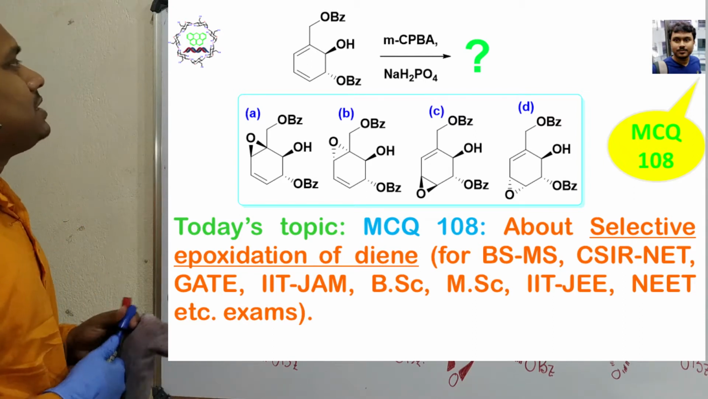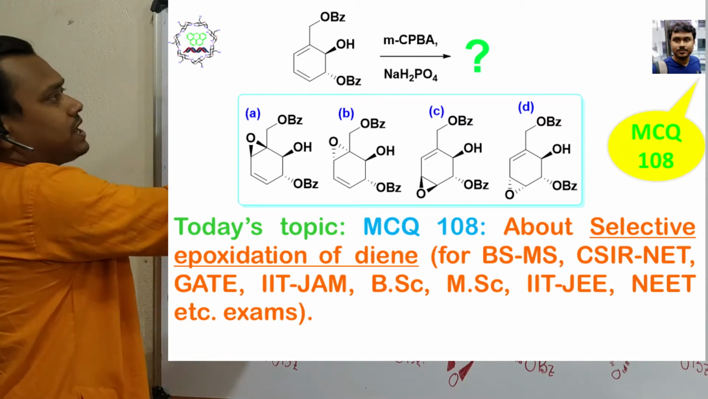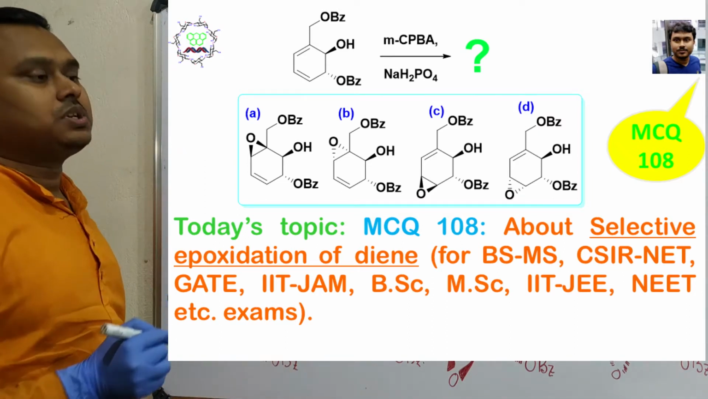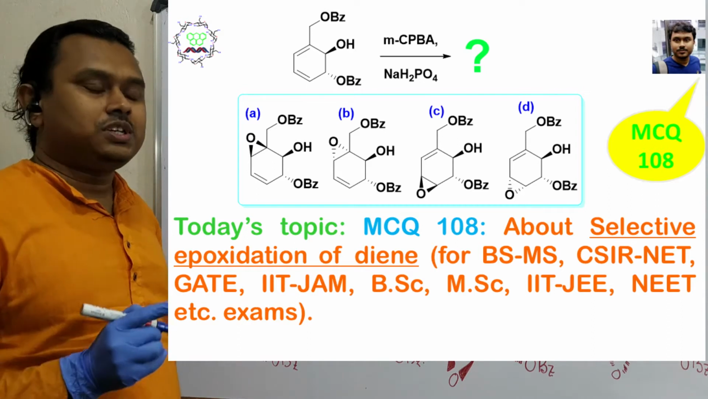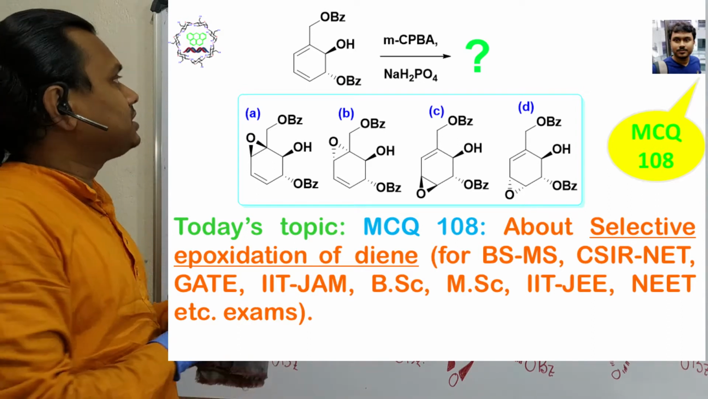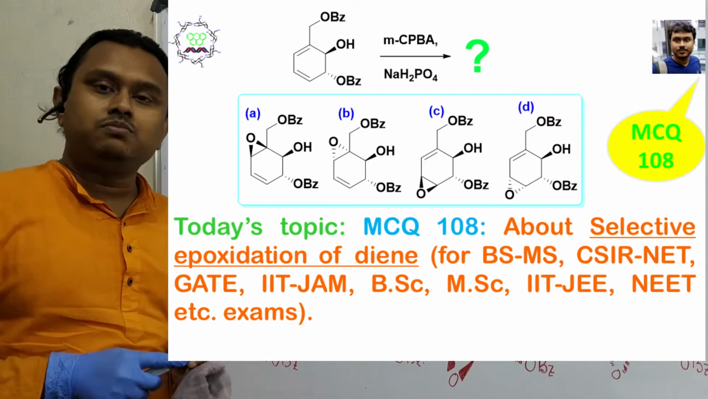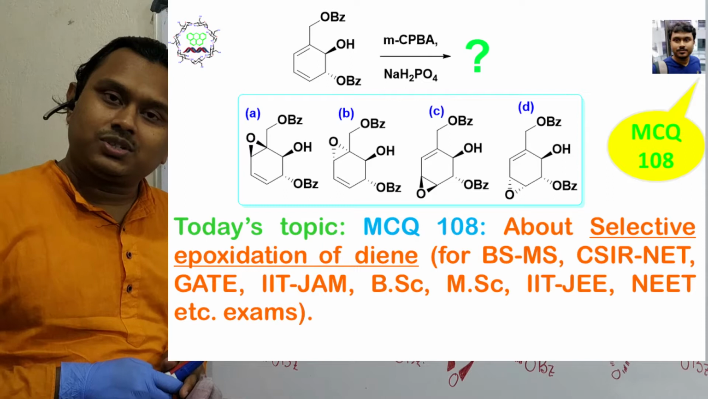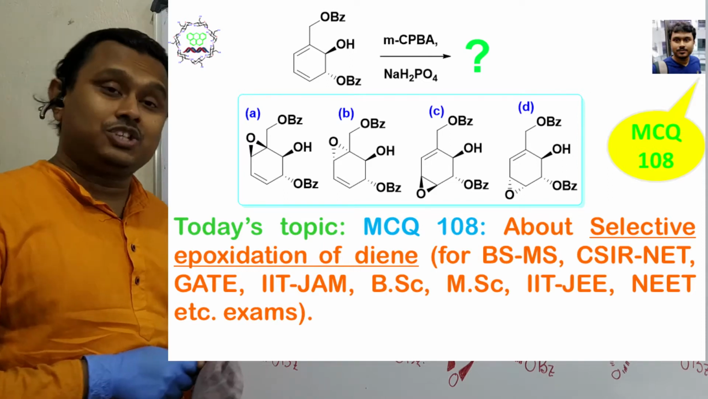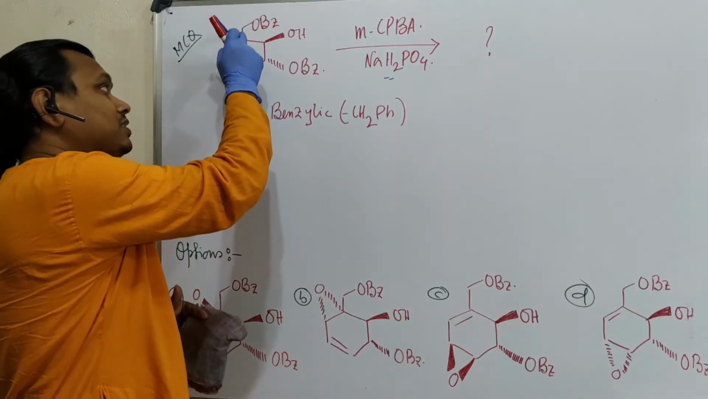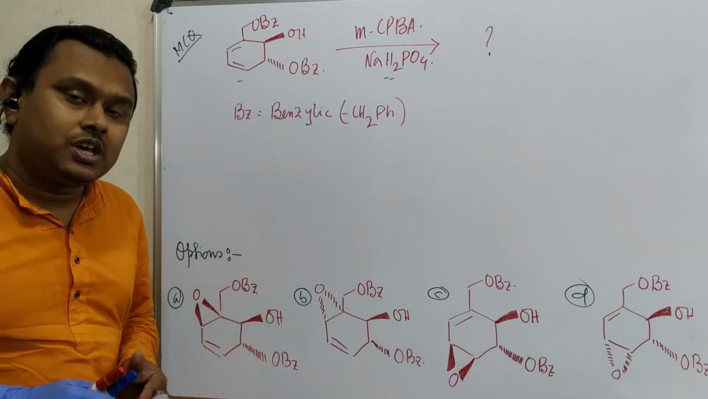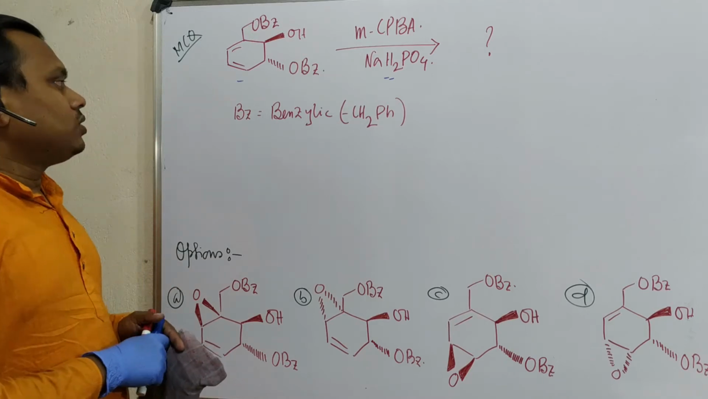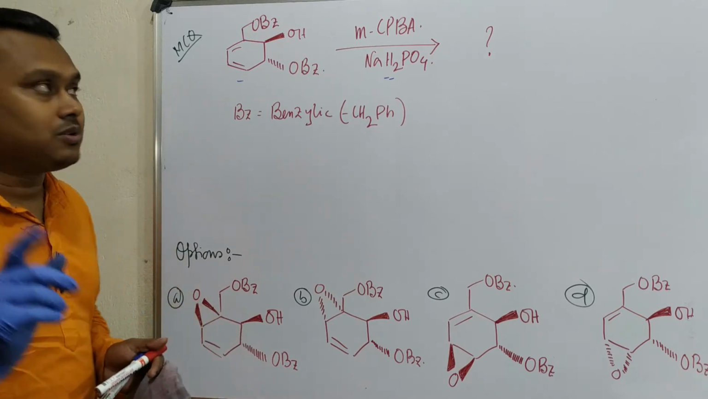As usual, you can see this reagent reacted with mCPBA and NaH2PO4. By the way, remember students, when you try to solve any chemistry-related MCQ, it is highly important that you understand the nature of the reagent. If you understand the nature of the reagent and the reactivity of the given molecule, then it is much easier to find out what type of reaction is possible. That's why I first explain the nature of the reagent.